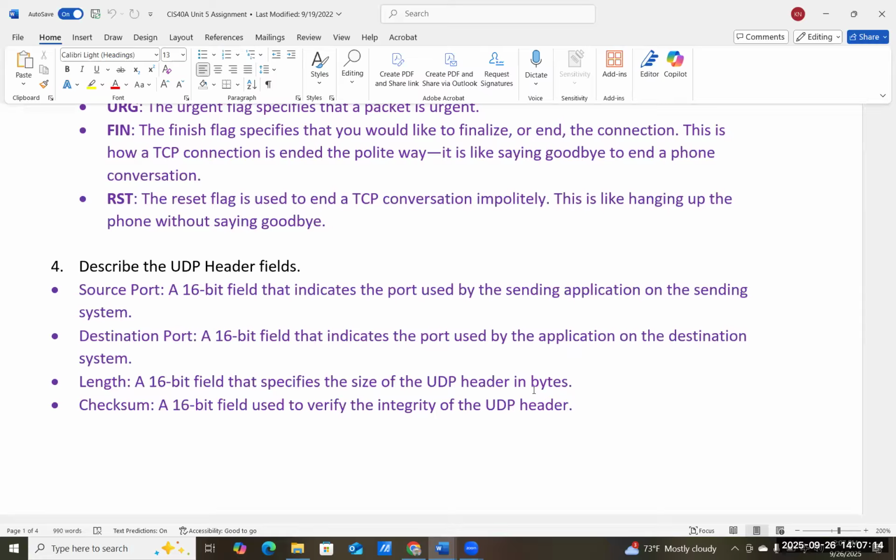So compare that to TCP. TCP has much larger headers, right? It has more details, it has more components. So we just need to understand the difference.